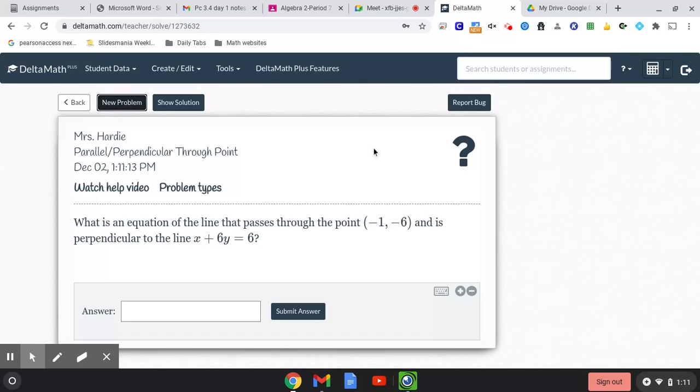We got it. All right, so we're writing the equation of a line that passes through the point -1, -6, and it's perpendicular to the line x plus 6y equals 6. All right, let me write it down. We're going through the point -1, -6. We got to be perpendicular to x plus 6y equals 6. Let's do it. Okay. All right, here we go.